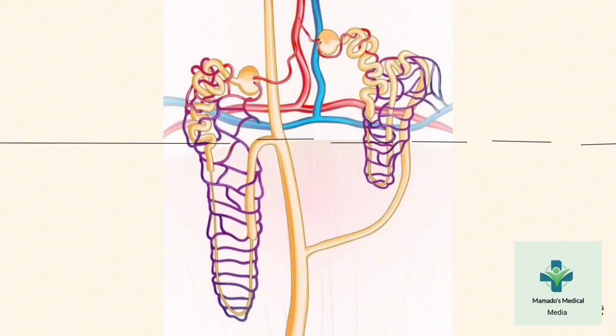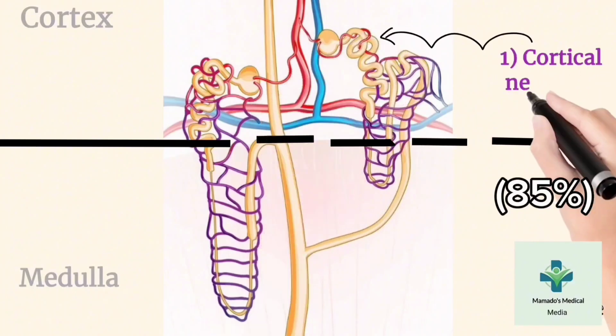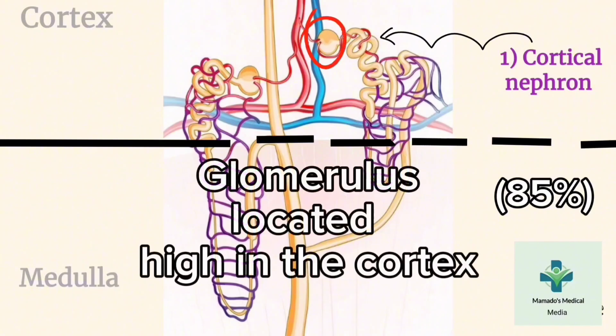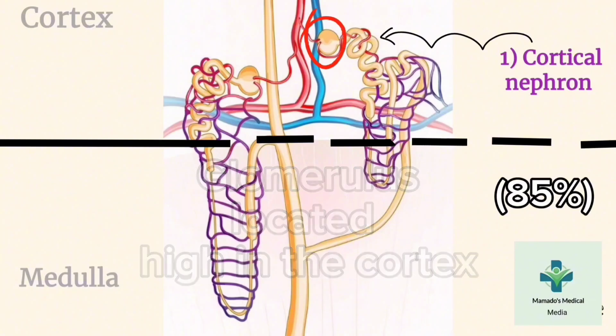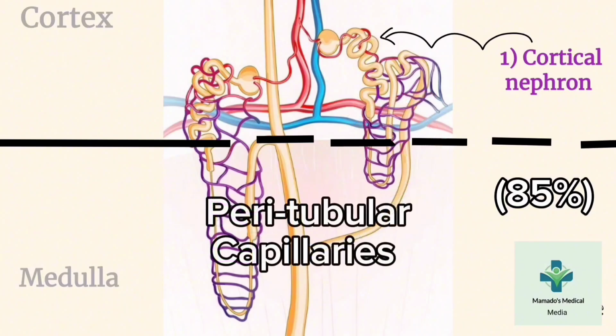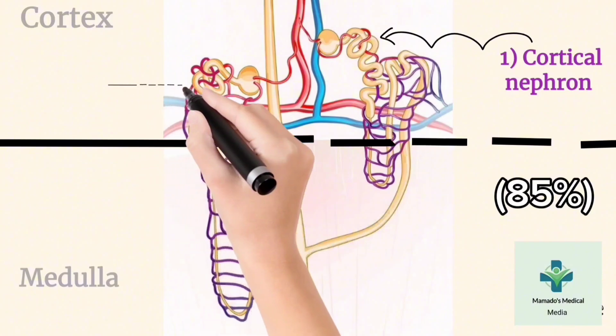Alright, now let's break down the two types of nephrons. Cortical nephrons make up about 85% of all nephrons, located in the outer cortex, and they have short loops of Henle. Cortical nephrons are surrounded by peritubular capillaries, and they are more involved in basic filtration and reabsorption.